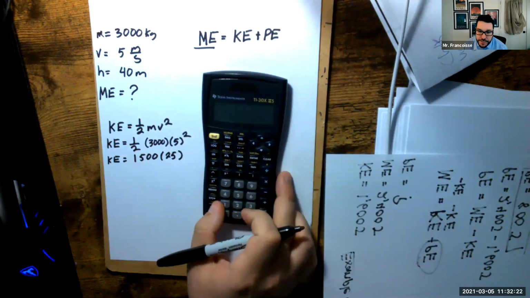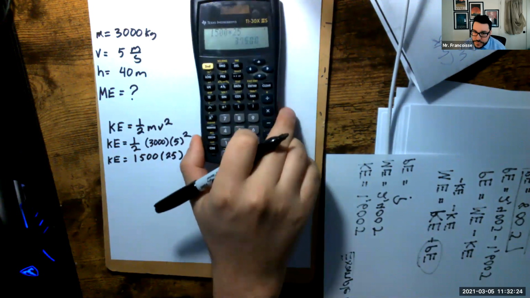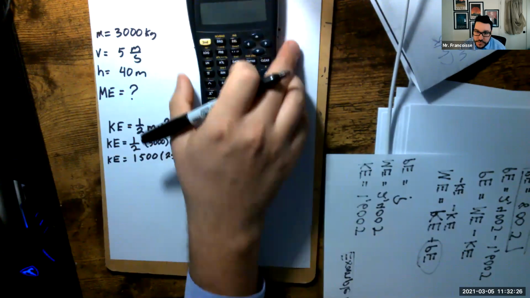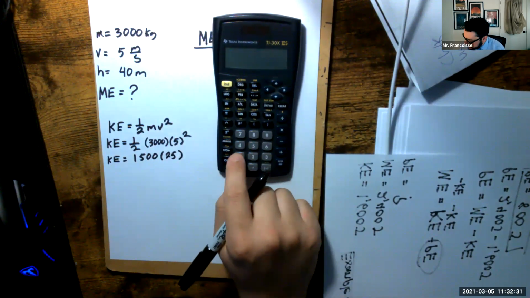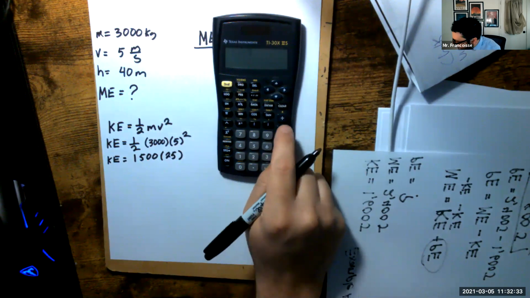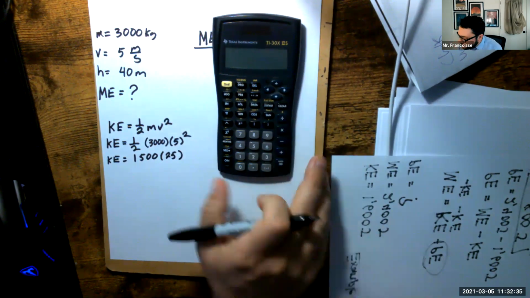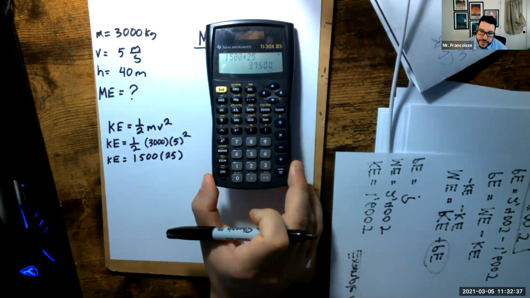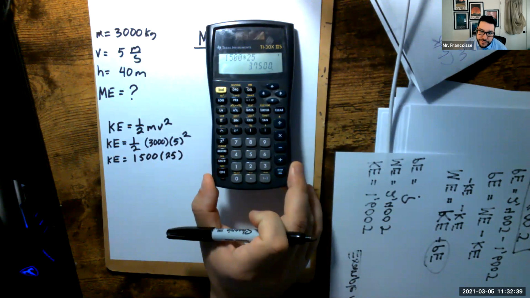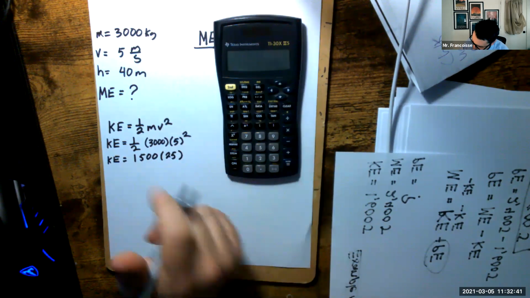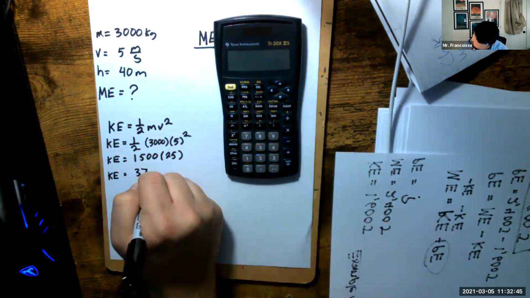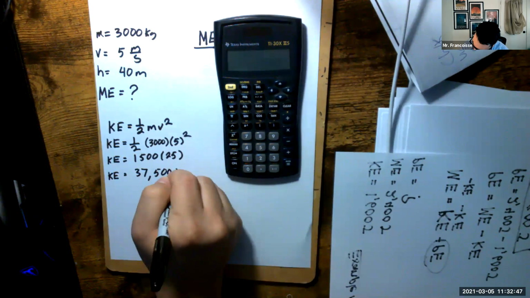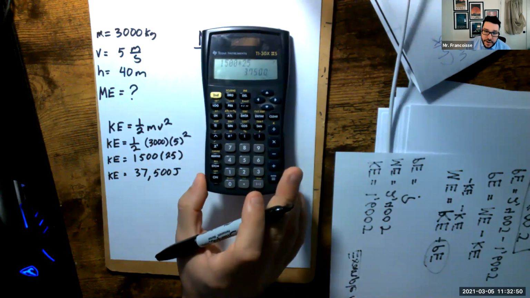So from here, we can multiply it out. So we're going to get 1,500 times 25. So we should get 37,500. So that would be our kinetic energy.